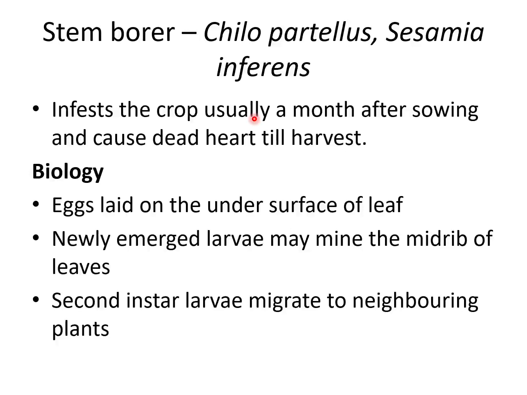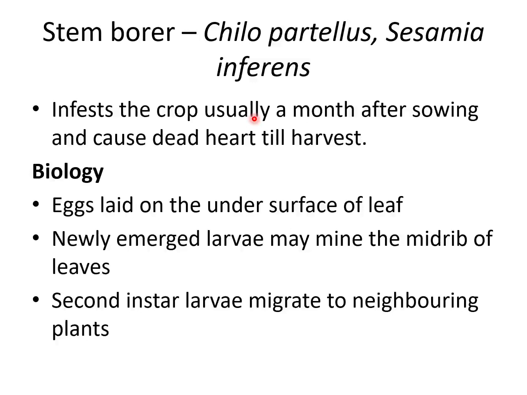Both the pests have the same symptom, that is dead heart. If you are observing a dead heart symptom in the early stages of the crop, it will be due to shoot fly. If you are observing a dead heart symptom in the late stage, after 1 month of planting, it will be due to stem borer infestation. And the eggs of this insect are laid on the undersurface of the leaf. The newly emerged neonate larvae mine the midrib.